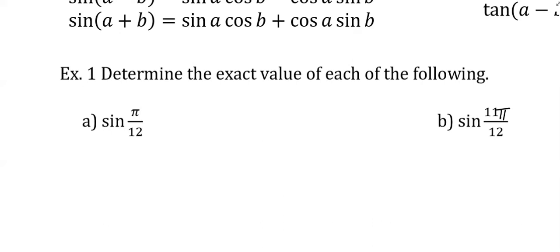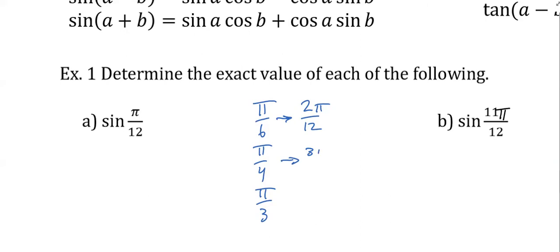We have three angles that are from the special triangles that we can find the exact value of. So they are pi by 6, pi by 4, and pi by 3. And what I want to do is take them and turn them into pi by 12s. So this is 2 pi by 12. This one's 3 pi by 12. And this one's 4 pi by 12.